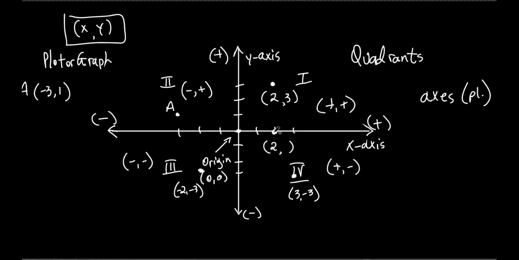How far up and down do we go once we're here? You go 0. You didn't go up or down at all, did you? So what would that point be? (2, 0). Okay? What about this point right here?